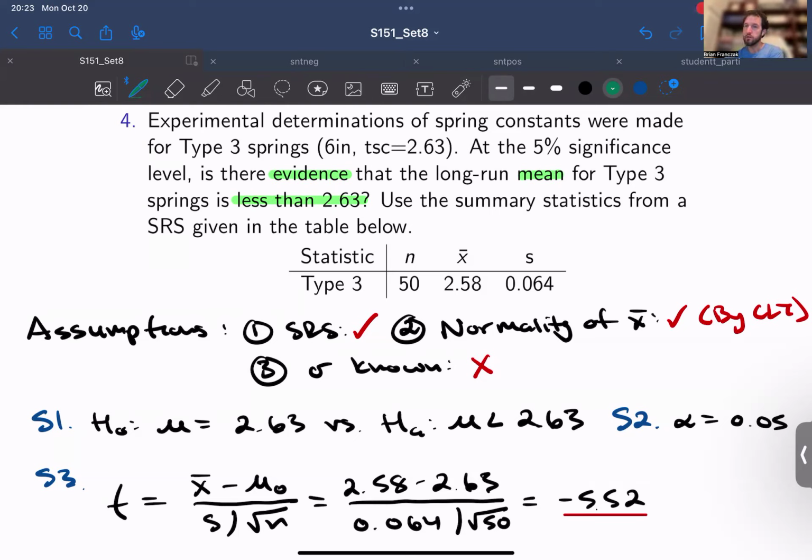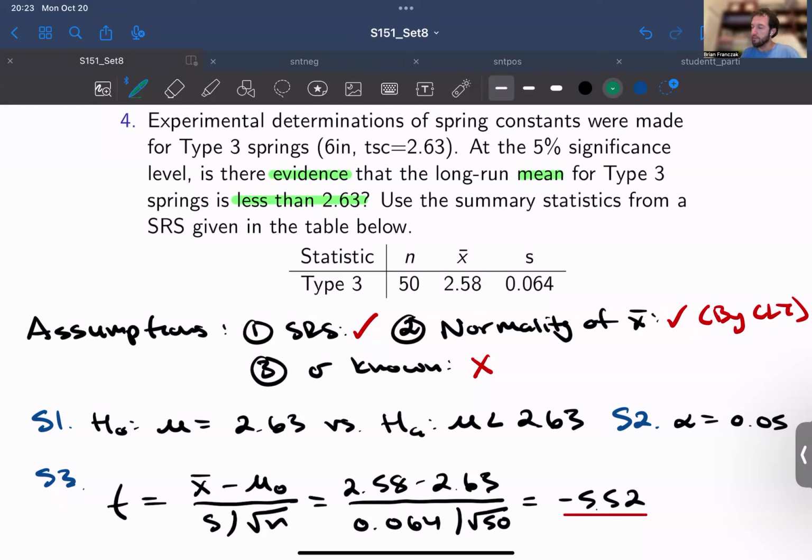The third assumption is that sigma is known, and this cannot be checked off here because we have the sample standard deviation, not the population standard deviation. So this is why we're using a t-test. On step 3, you can see we have a t-value rather than a z-based test like we did in exercise number 1 from this lecture set.